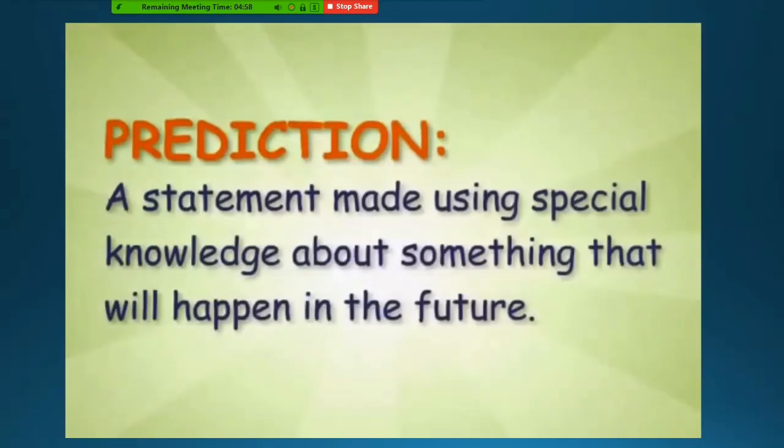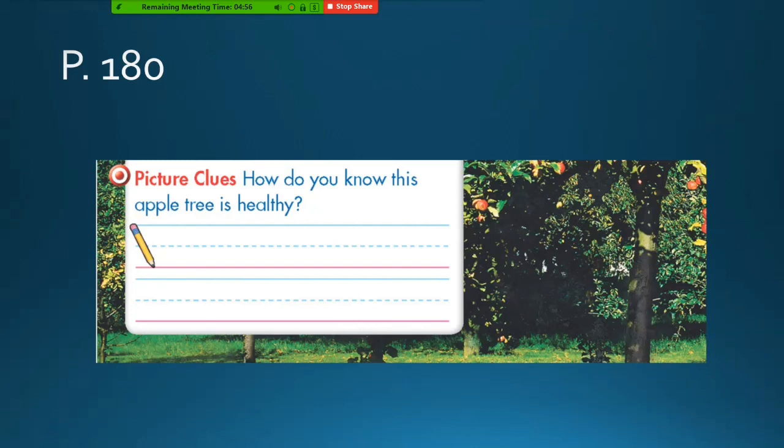A prediction is a statement made using special knowledge. Clear? By this way, we finish the second skill. The first one is observe. The second one is predict. The meaning of observe: when you use your senses to find out about something. What is the meaning of predict? Predict means tell what you think will happen in the future. What you think will happen, okay, in the future. You are just thinking, right? You are not sure, but thinking what will happen.